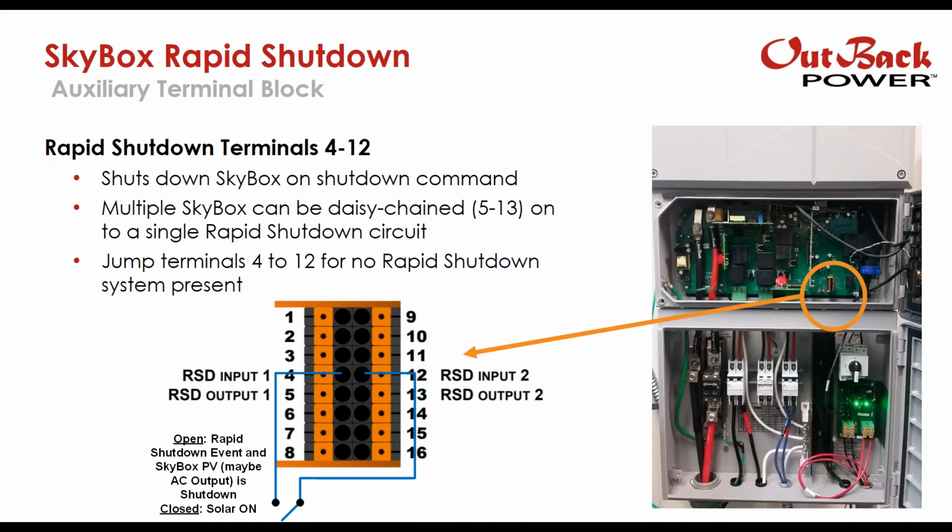Okay, so both SkyBox and FM100 use continuity to determine when a rapid shutdown event has occurred. So an open circuit signals a rapid shutdown event and disables the SkyBox PV. A closed circuit signals to SkyBox that the solar should be on. So it's very similar to the FM100. So if no rapid shutdown is needed, then you'd have to put a jumper between terminals 4 and 12. And this is where it's located up here.